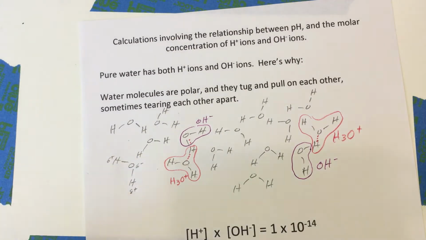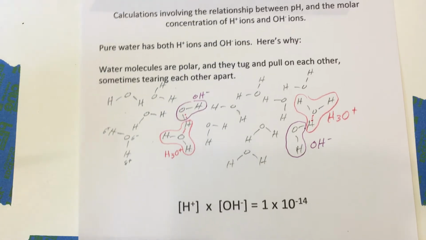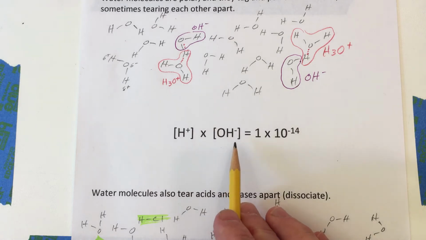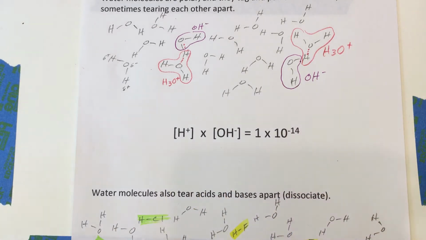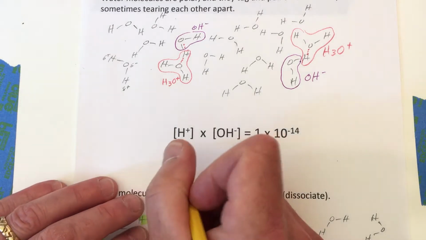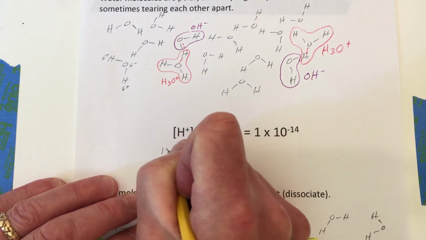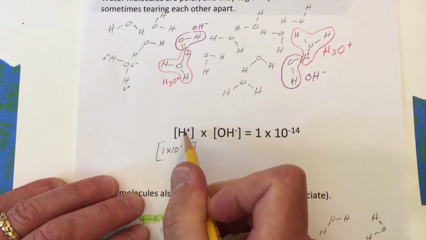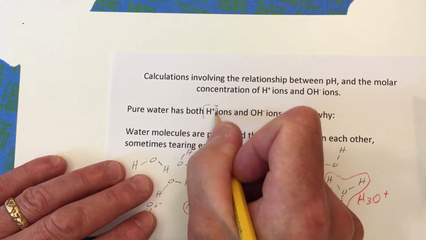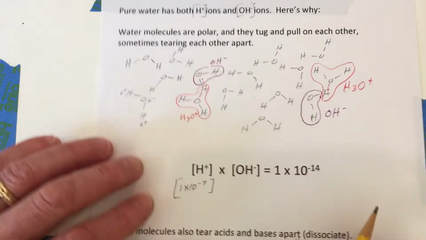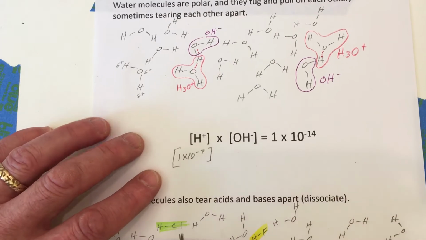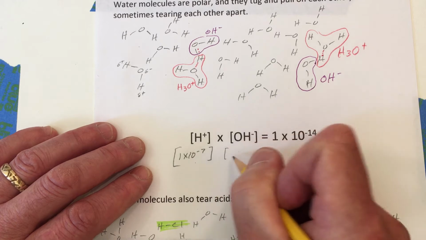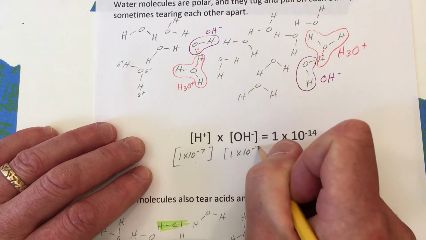So it's 1 for 1. So in neutral water, the H plus concentration times the OH minus concentration, they're both very low. They always multiply out to 1 times 10 to the negative 14. That is, the concentration is 1 times 10 to the negative 7 molar. That's what the brackets mean. These brackets here mean molar concentration. So the molar concentration, that is the moles per liter, is 1 times 10 to the negative 7 hydrogen ions and 1 times 10 to the negative 7 hydroxide ions.